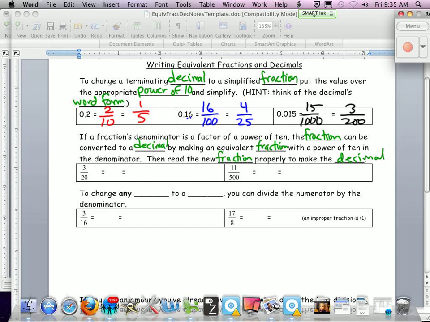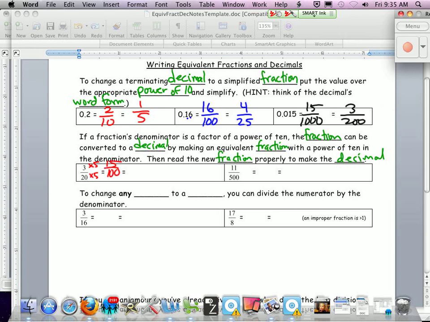So this first one, 3/20ths. Some people see that and go, oh, I'm going to make it into tenths. You cannot make 3/20ths into a whole number amount of tenths. So instead, we would take 3/20ths and we would change it into what? 15/100. So times 5 on the top and times 5 on the bottom, we get 15 over 100.